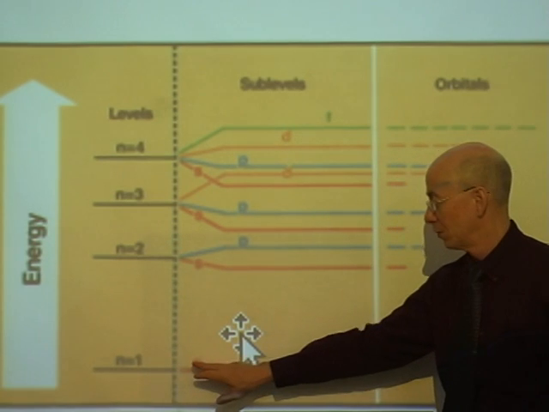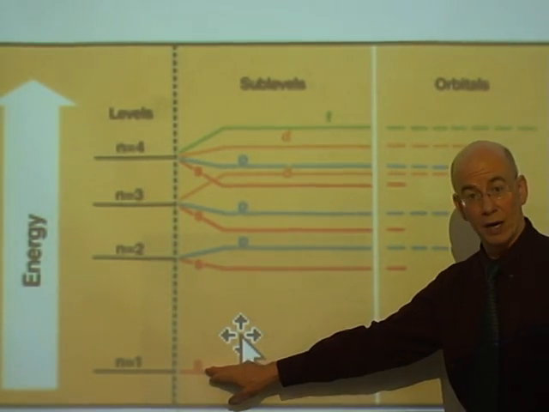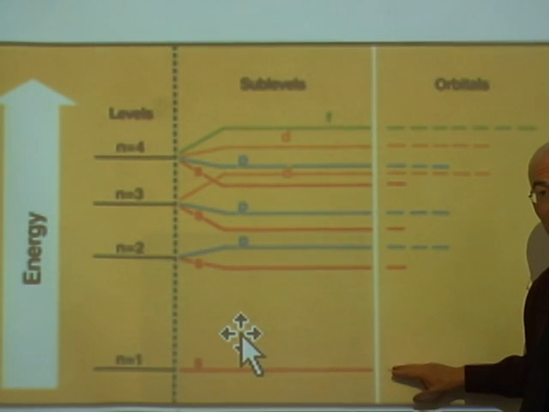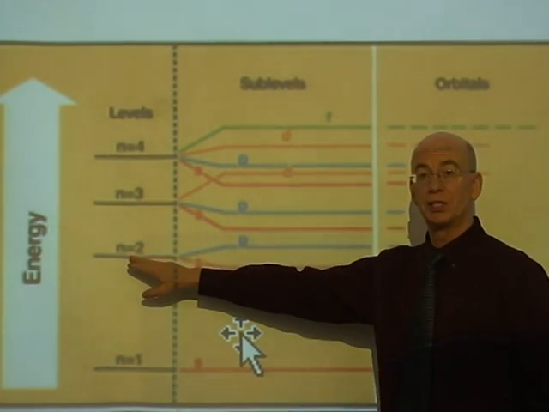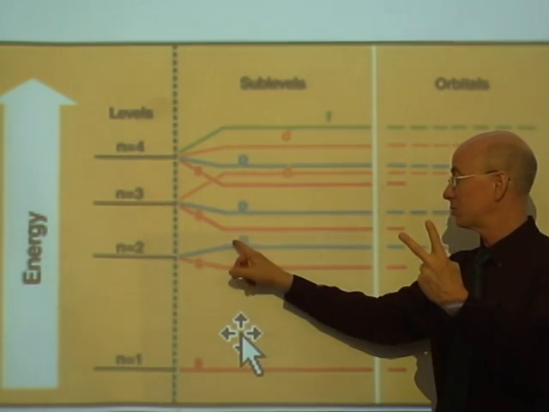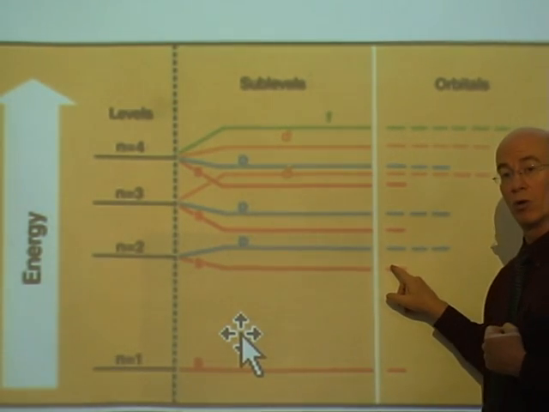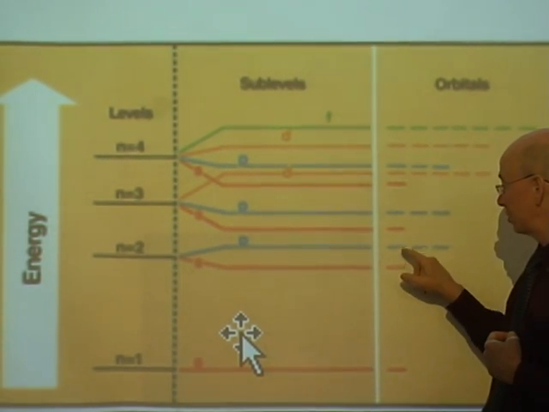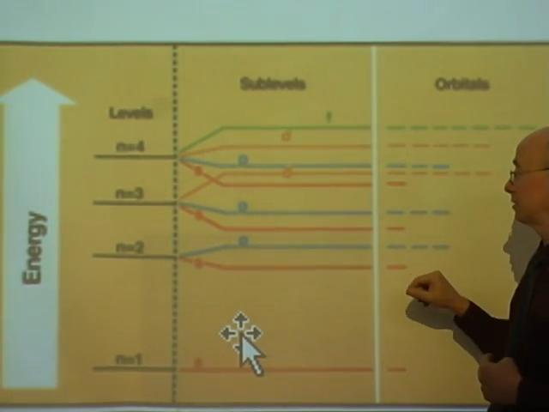Energy level 1, 1 sublevel, the 1s, and also 1 orbital. Can contain up to 2 electrons. Energy level 2, we have 2 sublevels, 2s, 2p. The s has 1 orbital, and the p has up to 3 orbitals. And again, each can contain 2 electrons.